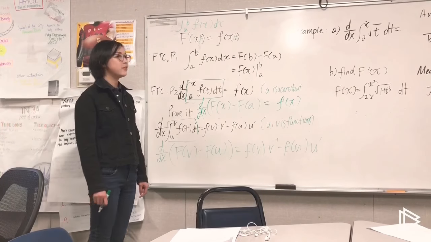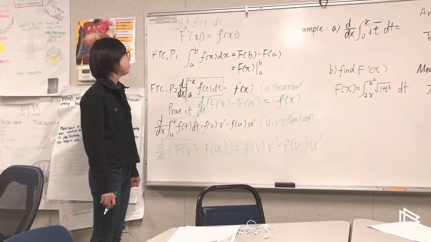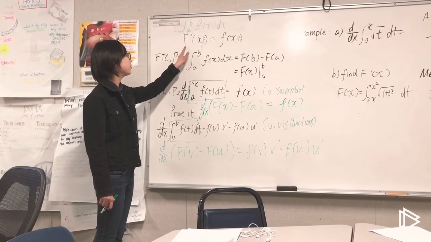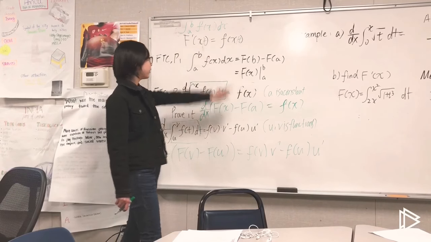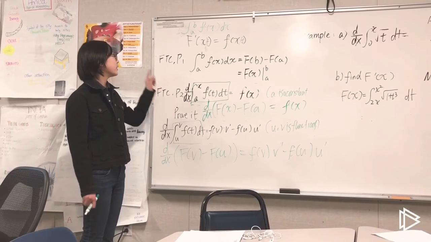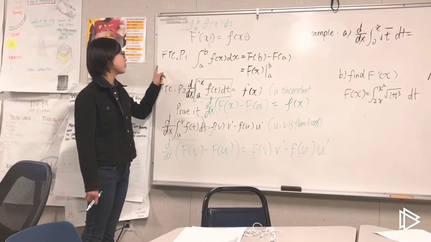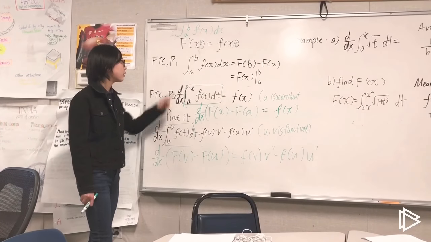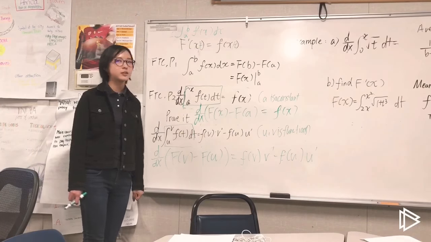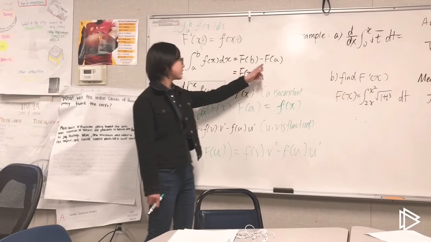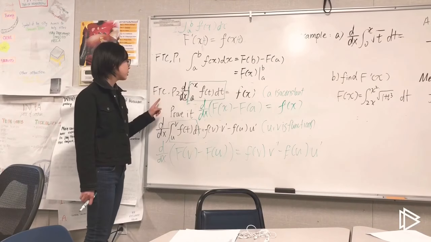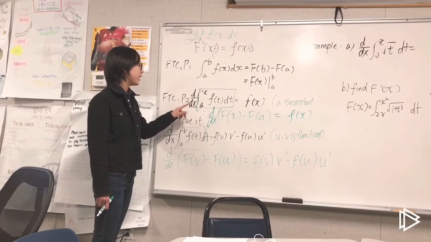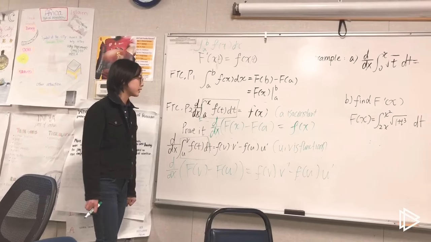To calculate the definite integral over the interval a, b, we already know that the derivative of capital F(x) equals f(x). To calculate the definite integral, we can use the fundamental theorem of calculus. It has two parts. Part 1 states that the integral from a to b of f(x) dx equals F(b) minus F(a). And part 2 states that d/dx of the integral from a to x of f(t) dt equals f(x).